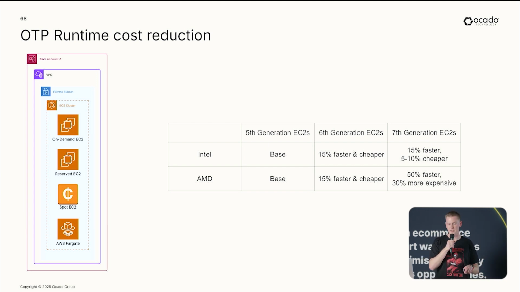With 7th generation, things start to get more interesting because Intel is about 15% faster and 5 to 10% cheaper, but when it comes to AMD, it's 50% faster, so much more, but it's also 30% more expensive. So the price to performance ratio has to be checked for each individual instance generation, instance family, and particular instance type.